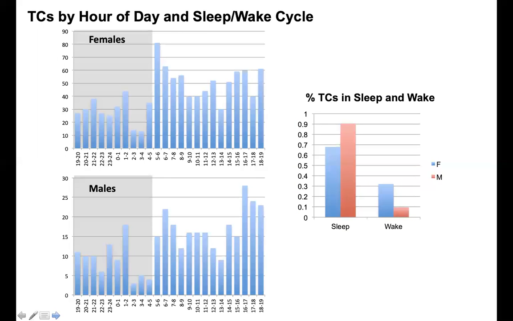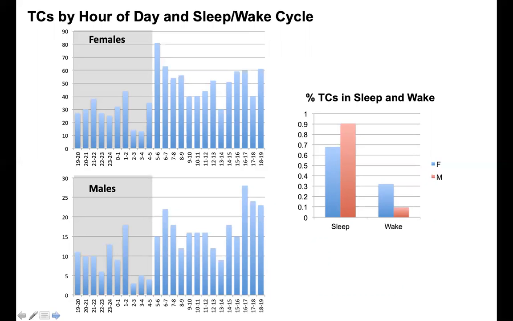If we look at the number of seizures by the hour of the day, males and females are quite similar. You have males and females having more seizures in the light cycle, and the light cycle is when the mice are sleeping. And then in the dark cycle, the mice are more active, and you can see they have fewer seizures. There's some slight differences in these patterns, but overall they're similar.